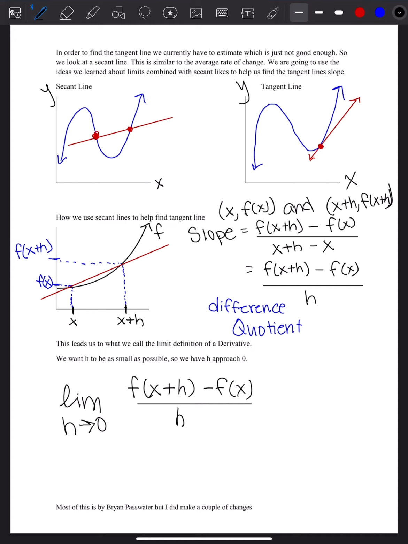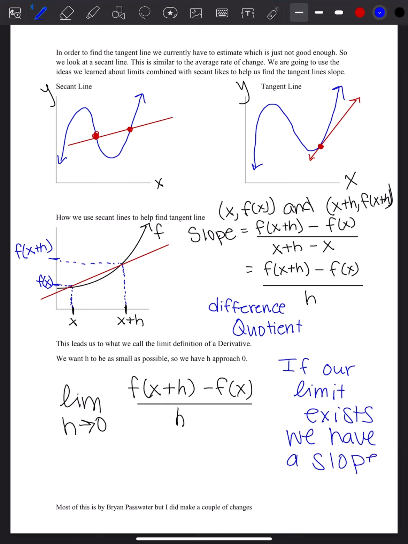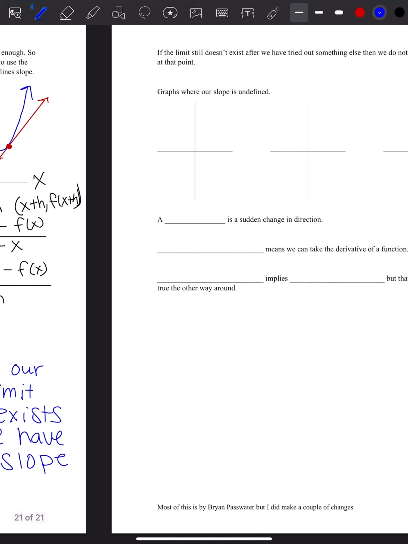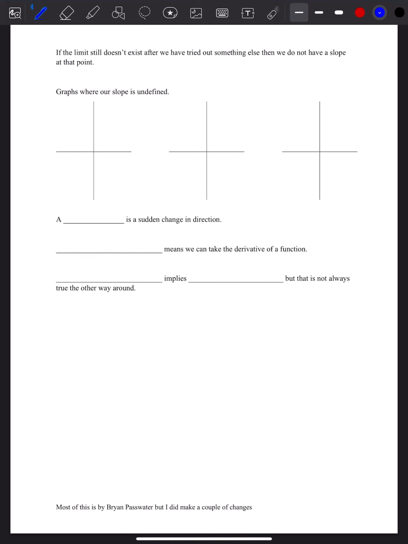So things that we need to know: if our limit exists, we have a slope. And even better, if it exists, we have a slope, and our slope is whatever our limit says. So that being said, there are times when our limit doesn't exist. So if the limit still doesn't exist after we've tried out our something else, then we just don't have a slope at that point. And that can happen in some different ways.